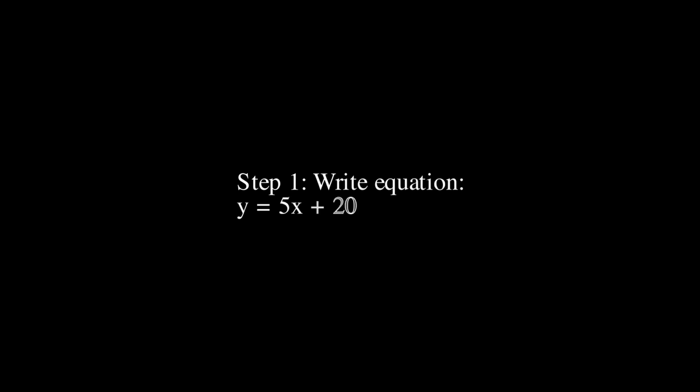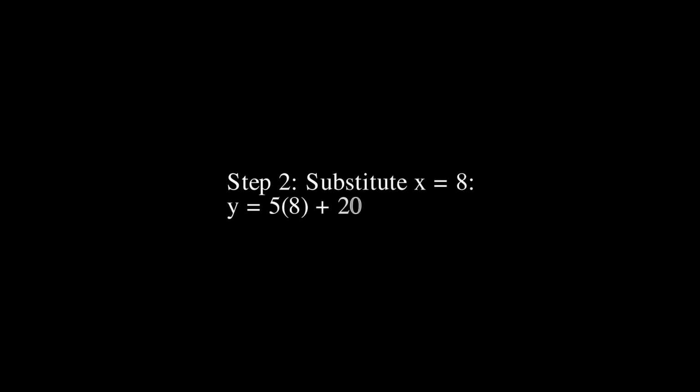First, we need to write an equation that models this situation. Since each class costs $5 and there's also a fixed sign-up fee of $20, we can write the equation as y = 5x + 20. Here, x represents the number of classes and y is the total cost.